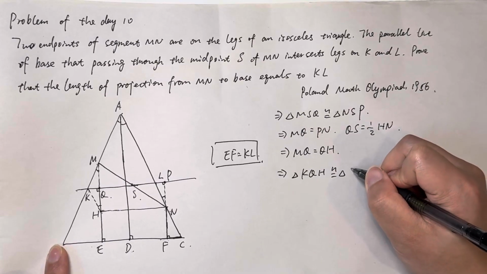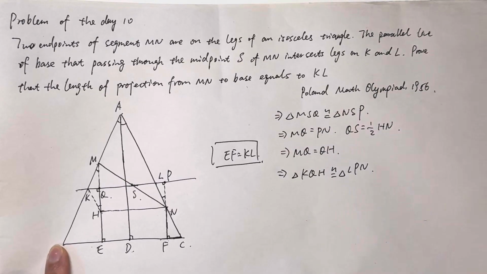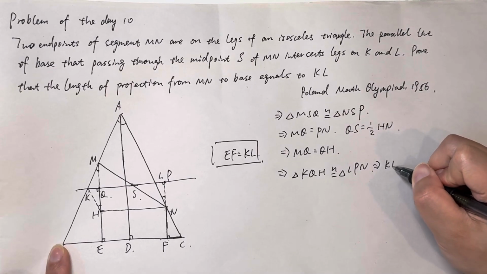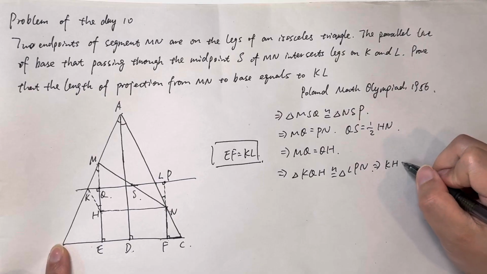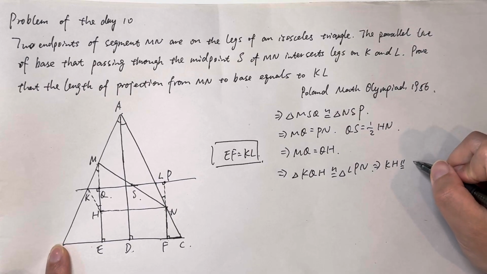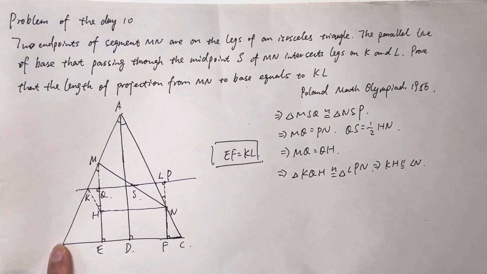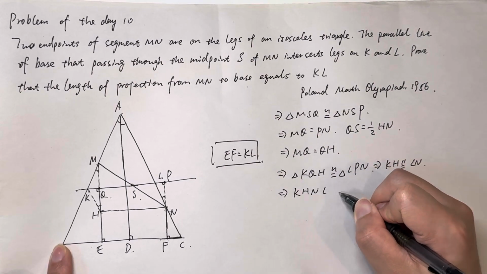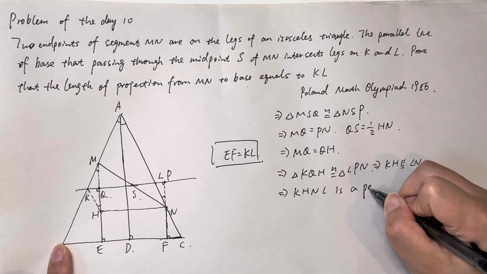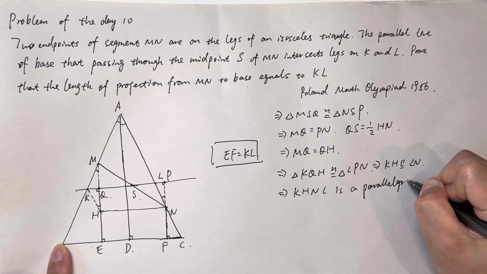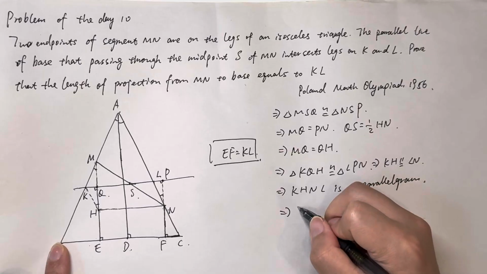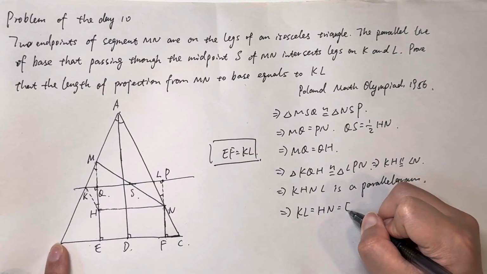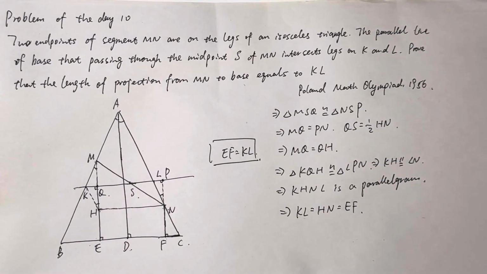which means triangle KQH is congruent to triangle LPN, which means KH is parallel and equal to LN. That means KHNL is a parallelogram, which means KL equals HN equals EF. Okay?